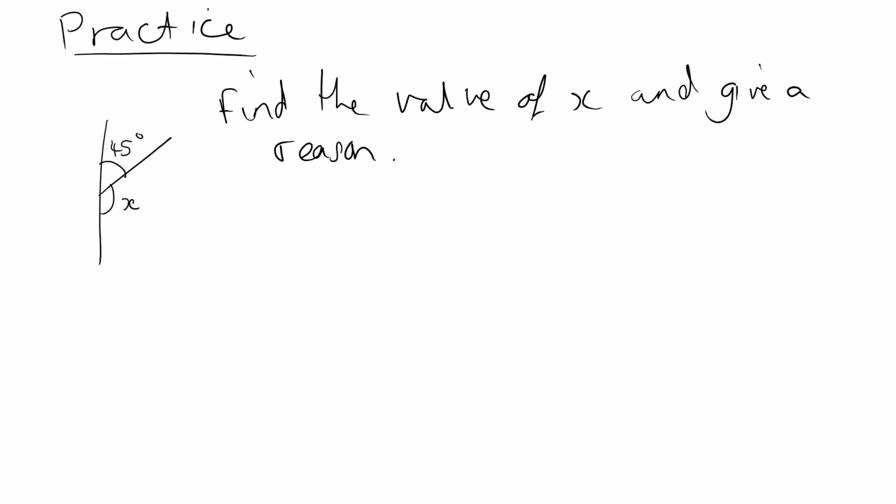Okay, now it's your turn. So here is a straight line, got an angle of 45 degrees and an angle of x. You have to find the value of x and give a reason. Pause the video here, have a go, and then come back.